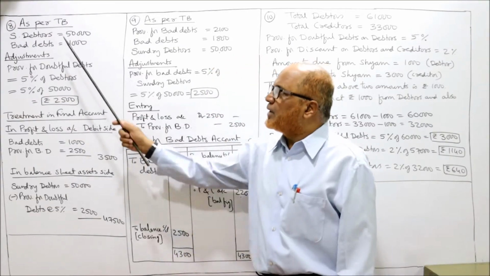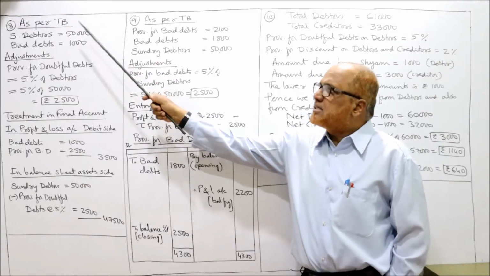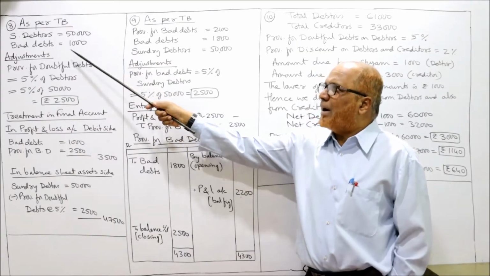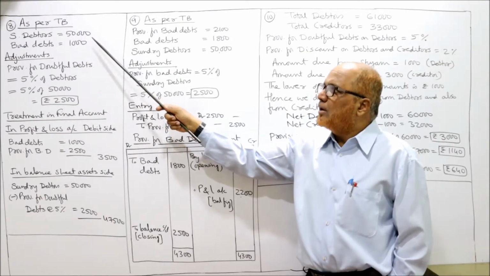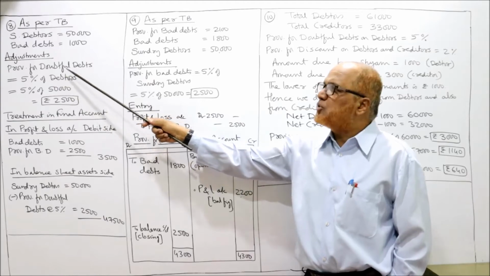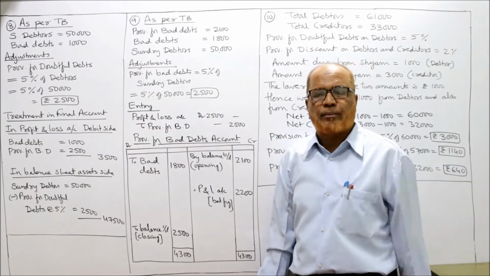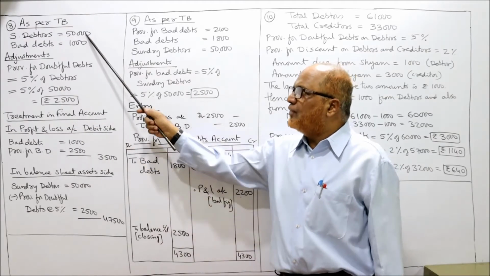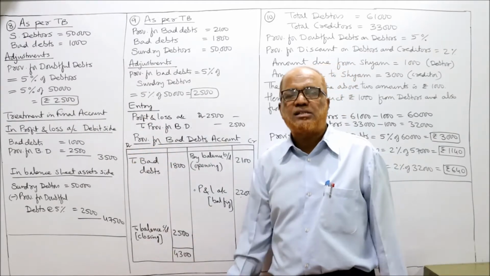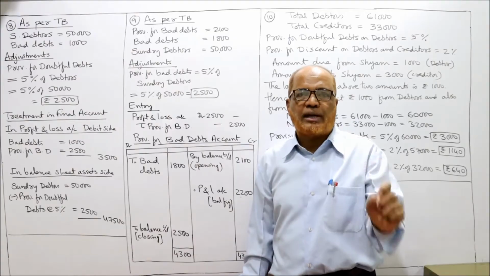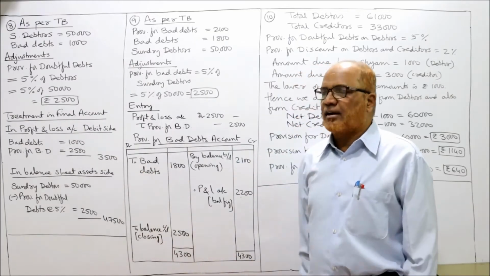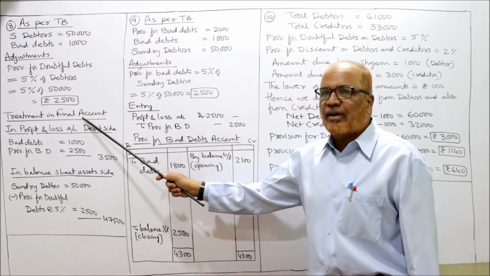Now, see carefully. As per the trial balance, sundry debtors are 50,000, bad debts are 1,000. In the adjustment, it is saying provision for doubtful debts is 5% of debtors. So 5% of 50,000, 2,500 is the provision for doubtful debts. Now, treatment in final accounts. How will it be treated in final accounts?